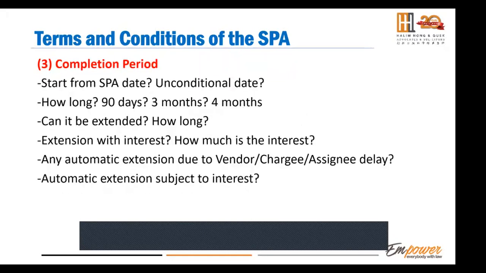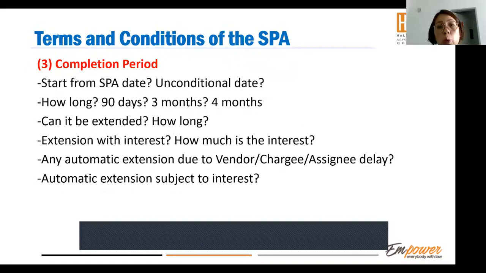Third is about the completion period. Completion period means the balance purchase price you need to pay by the purchaser to the vendor within how long? And also, when will it start? It will start from the SPA date or the unconditional date.